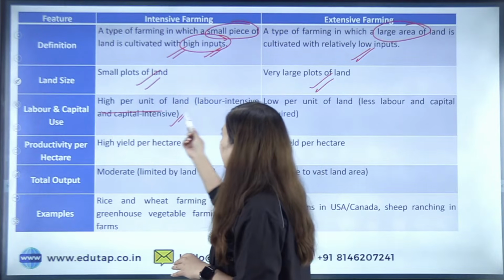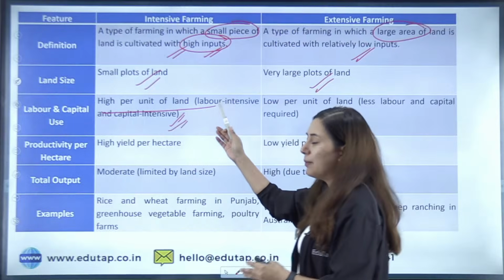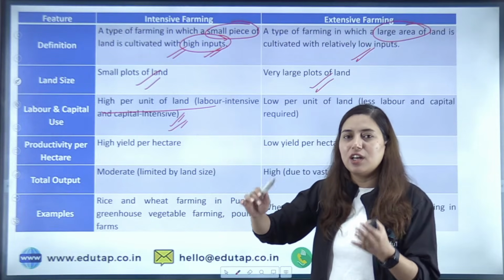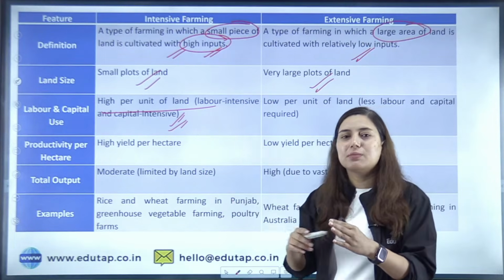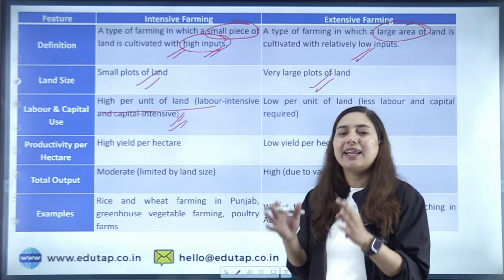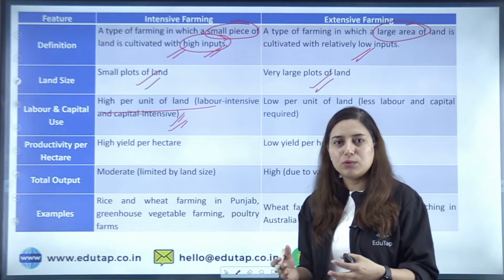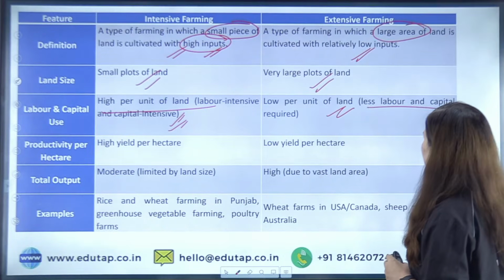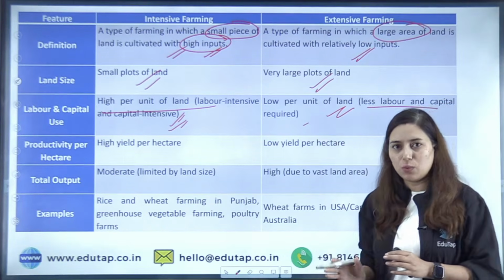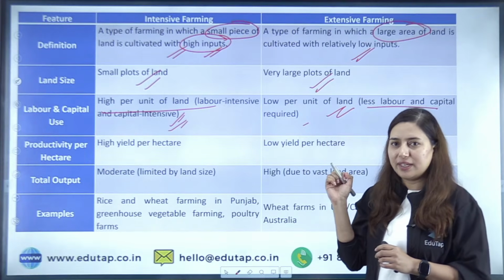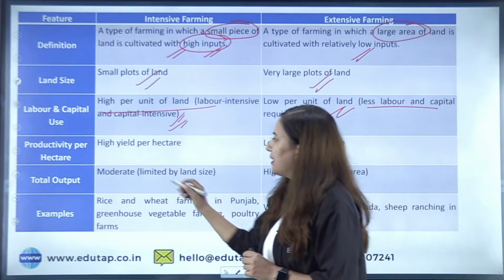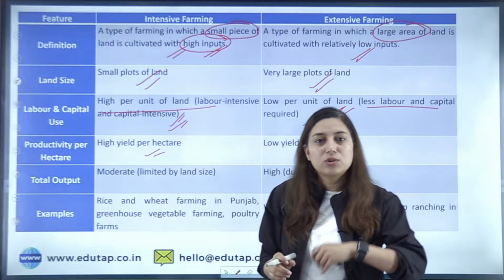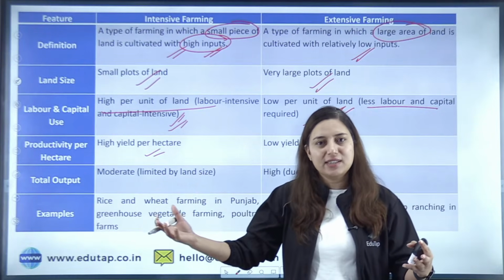तो यहाँ पे हाई पर यूनिट लैंड, so it is labor intensive and capital intensive. So intensive farming is basically labor and capital intensive because very high input is being used here, right? Now here low per unit land, less labor, less capital required, क्योंकि ये extensive farming है, right? अगर हम प्रोडक्टिविटी की बात करें तो ऑब्वियसली जहां पे इनपुट ज्यादा यूज होंगे वहां पे प्रोडक्टिविटी ज्यादा होगी, राइट?